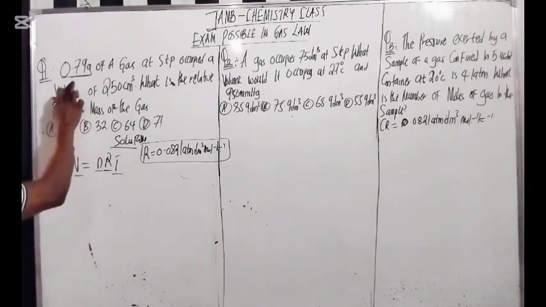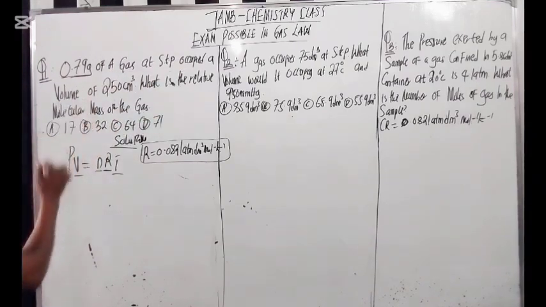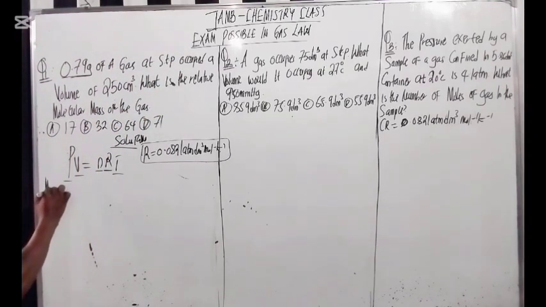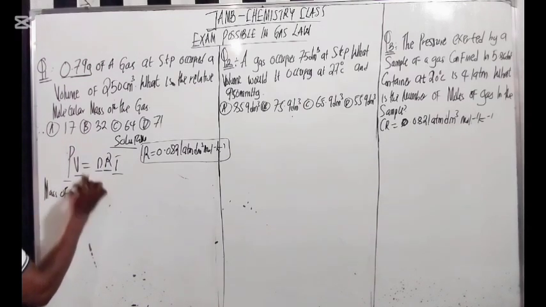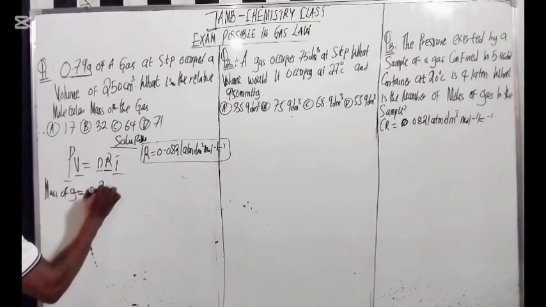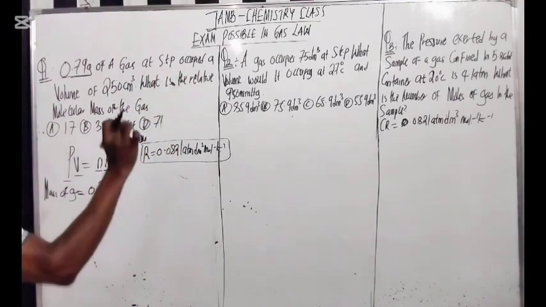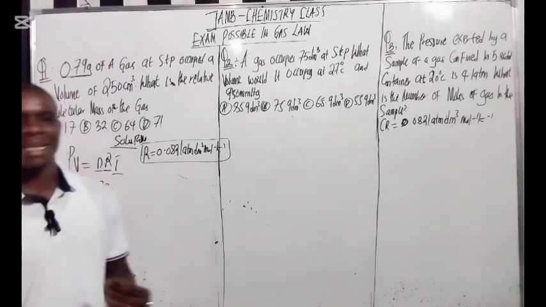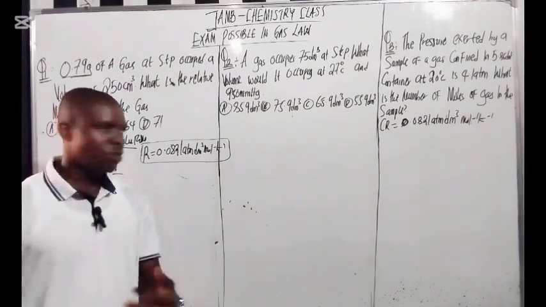0.79 gram of a gas at STP occupies. So they give us the mass of the gas, 0.79 gram, at STP. What do you understand by STP? Standard temperature and pressure.